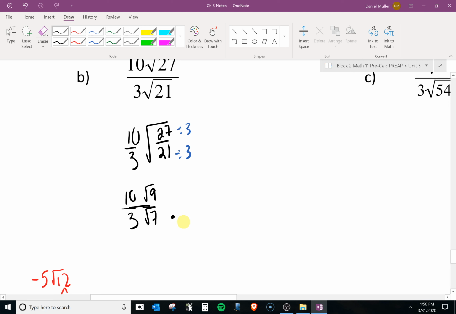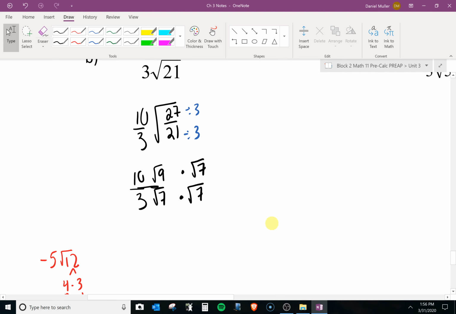Now, instead of multiplying by the square root of 21, which is a larger number, we can rationalize by multiplying by the square root of 7. So my outside for the top, 10 and 1 is just 10, and the inside here is going to be 63, which will probably need to be simplified. And the bottom, the outside is a 3, and the inside is 7 times 7, which is 49.